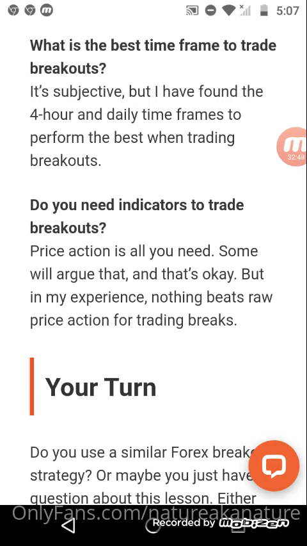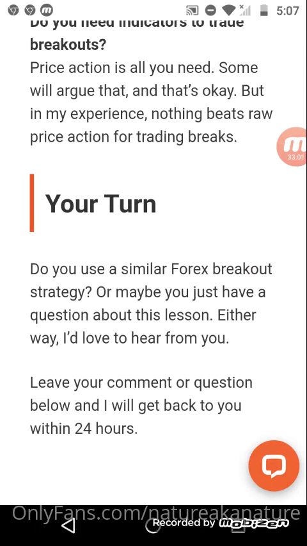Alright, so this is how you create a breakout strategy. Let's also look at one more example real fast. Breakout strategy.